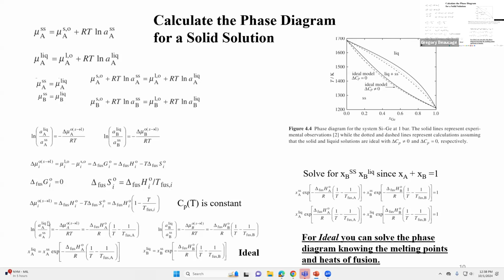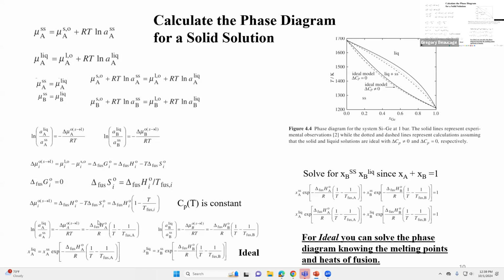You have two equations for each of the components, like for a binary mixture, A component, B component, liquid and solid solution. Then you have two unknowns, since XA plus XB gives 1 for the liquid and XA plus XB gives 1 for the solid solution. So basically, you only have two unknowns in this, and you have two equations. You can solve those two equations.